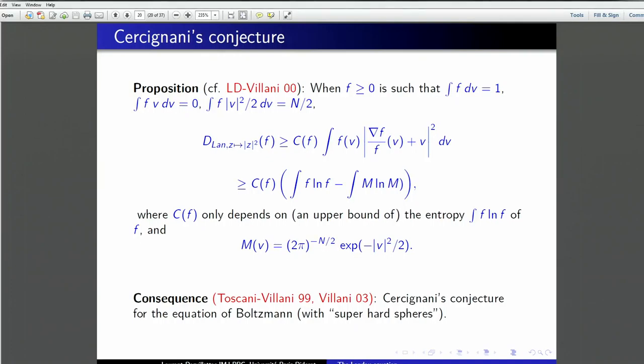And then one has to remember that thanks to the logarithmic Sobolev inequality of Gross, it's possible to go from here to the relative entropy with respect to the Maxwellian, which here is the centered normalized Gaussian. So at the end of the day, we have really proven that the entropy dissipation is bigger than the entropy, with a constant which actually depends only on an upper bound of the entropy.